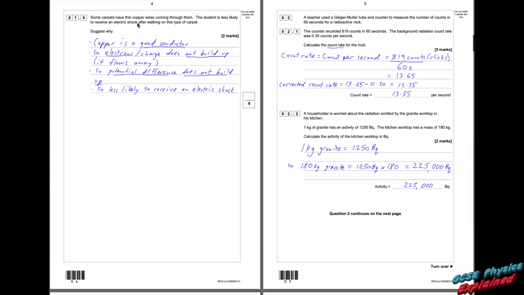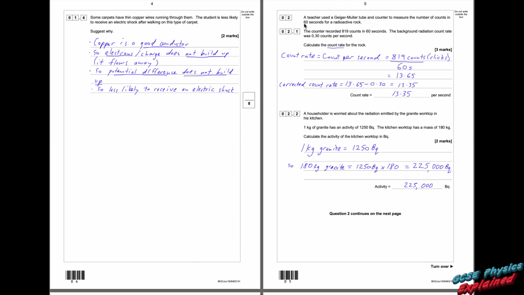Part 4. Some carpets have thin copper wires running through them. The student is less likely to receive an electric shock after walking on this type of carpet. Can you suggest why? For 2 marks. Right, well, I've put a lot more than just 2 marks here for you. Remember, copper is a good conductor, so electrons, or the charge, does not build up, it'll flow away, and so the potential difference, the voltage, does not build up, and so they are less likely to receive an electric shock. Pause the video if I'm going too fast.